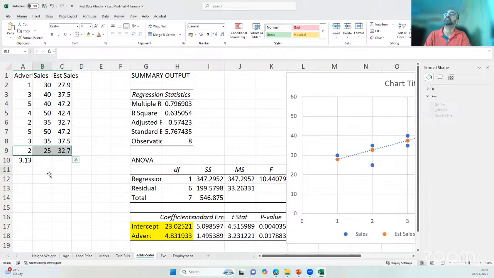This is the mean value, right? I copy it this way, right? So the mean value of X, advertisement expenditure, is 3.13. Mean value of sales is 38.1. And you can see, interestingly, the mean value of estimated sales also is 38.1, while, of course, these figures are different.